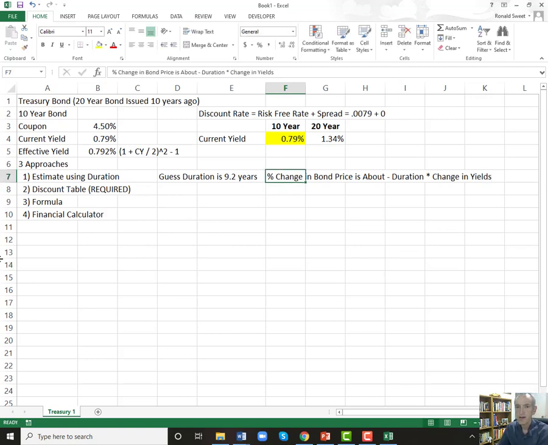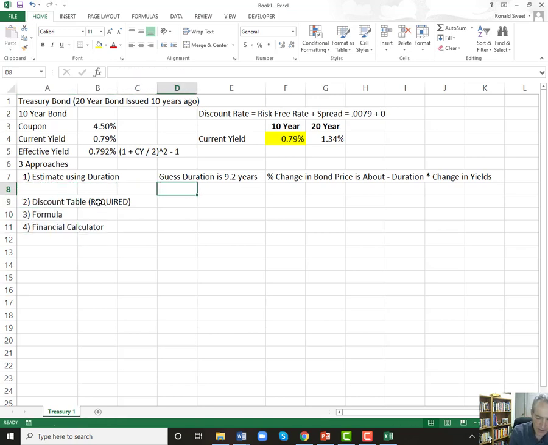Well, let's think about this bond. When this bond was issued, it had a coupon of 4.5%, which means that's what the yield was back then. So it used to be 4.5%. Now the yield is 0.79%. So let's think about the change in this price. If our duration is 9.2, we do minus duration, 9.2, times the change in yield. What did yields do? Today they're 0.0079. Ten years ago they were 0.045.